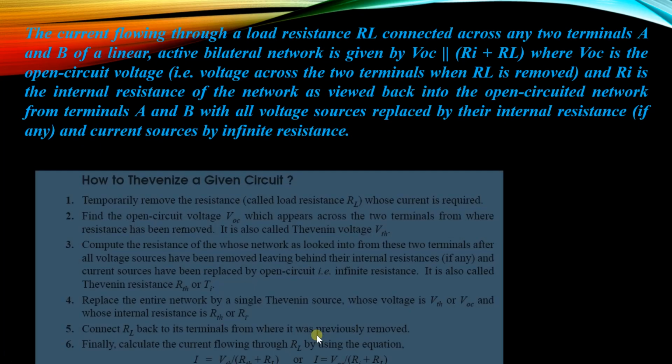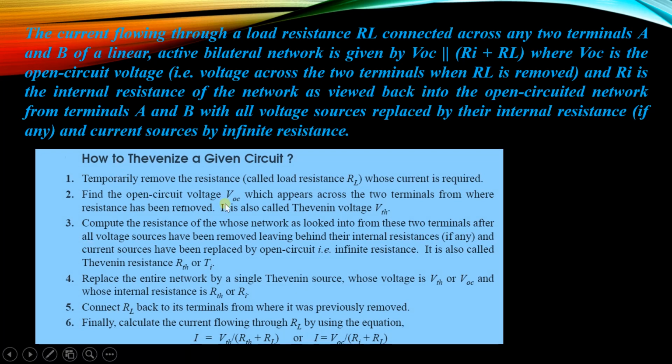So, here are the summarizing points on how to Thévenize a given circuit, and this is the statement of the Thevenin theorem. The points are: first, temporarily remove the resistance, called the load resistance RL, whose current is required. Second, find the open circuit voltage VOC which appears across the two terminals from where the resistance has been removed. It is also called the Thevenin voltage.